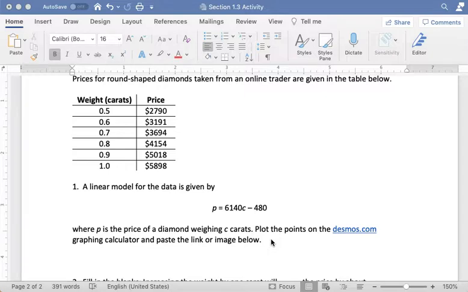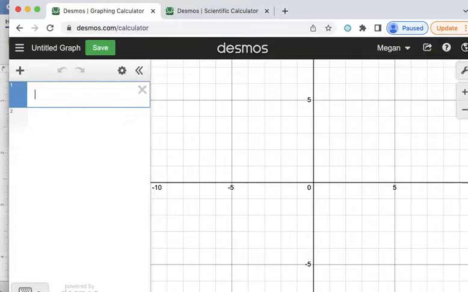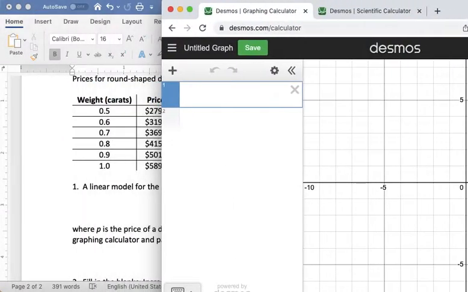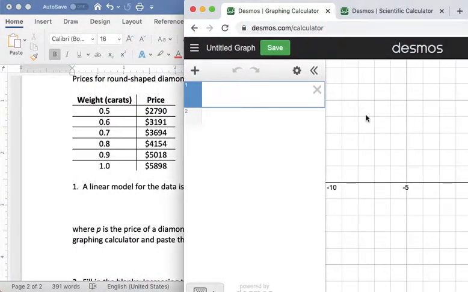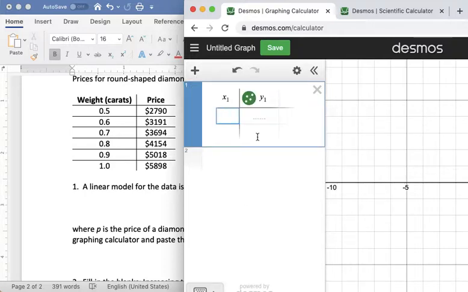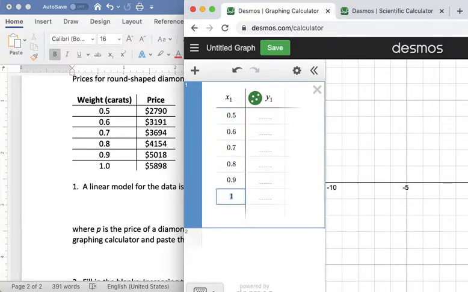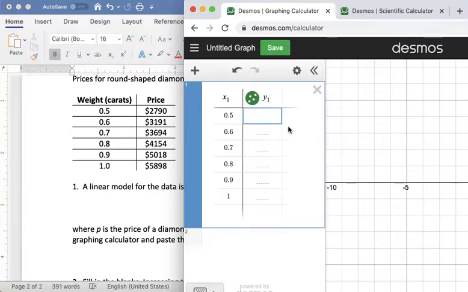Plot the points on the Desmos.com graphing calculator and paste the link or image below. So we're going to go to our graphing calculator here. I already have a fresh calculator screen up. And we're going to plot the points, which means I'm going to add a table to the graph. So remember from the supply and demand video, the way that I do that is click Add Item and click Table. Now I'm going to type the values that are in the table in the Word document. Some of them are already popping up for me, which is nice.